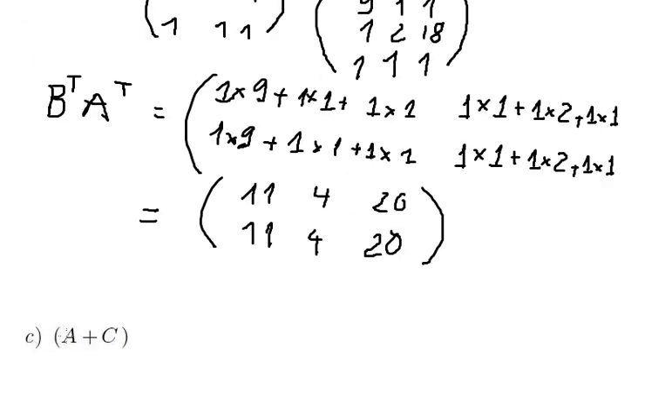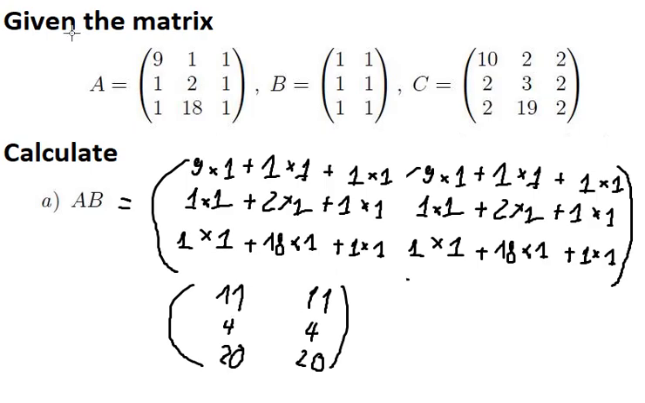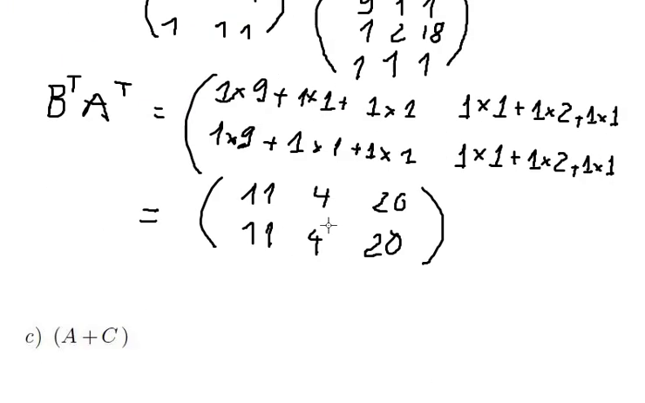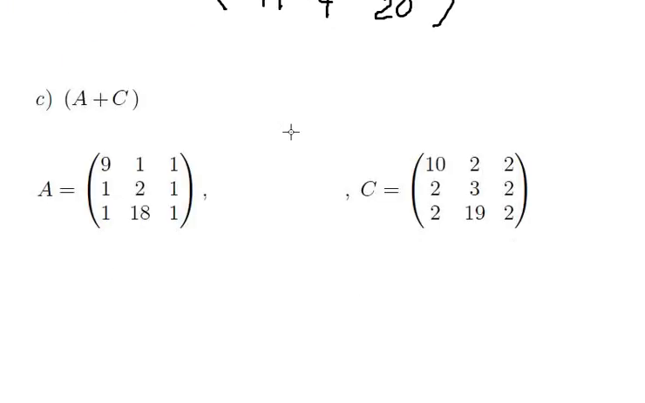Question C, matrix A plus matrix C. So we have two matrices in here. So A plus C, that should be like this. Number 9 plus number 10. 1 plus 2. 1 plus 2. 1 and number 2.